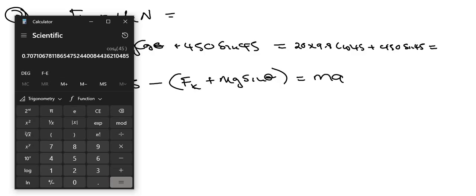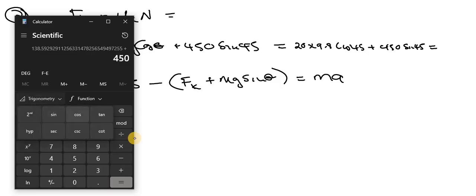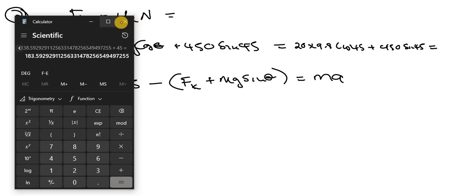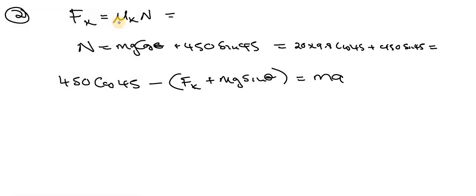Okay, so cos 45 is giving us this expression there. Then we're simply multiplying it by 20, then by 9.8. This is what we are getting, then plus 450 times sine 45. Not sure if this is going to be okay. This is giving me wrong things, so I'm getting a 4... Let's just take it as 456.8 to be true. That's the normal force that I'm getting.